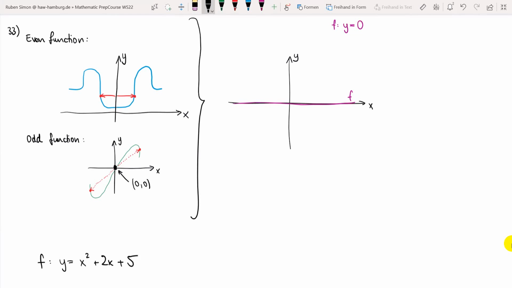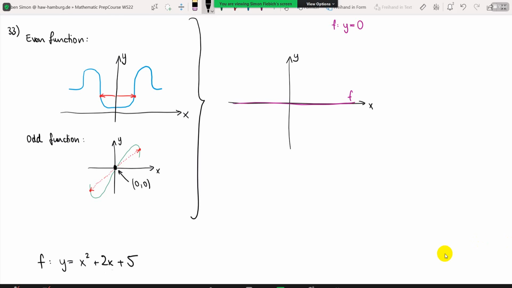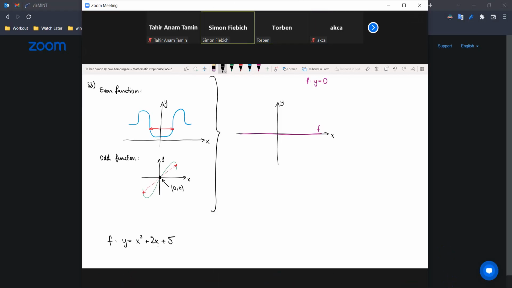No, since there is, it's invisible, but there's 2x to the power of 1. Yes, correct. 5 to the power of 1, as well. Okay. What did you say about when a function is even? If the exponents are all even. Okay. So if all exponents are even, yes. But what about a function?